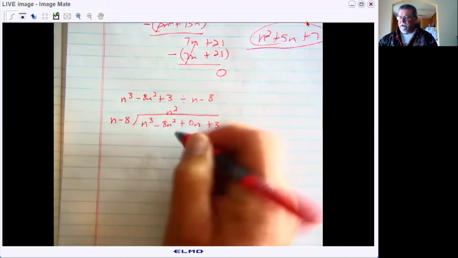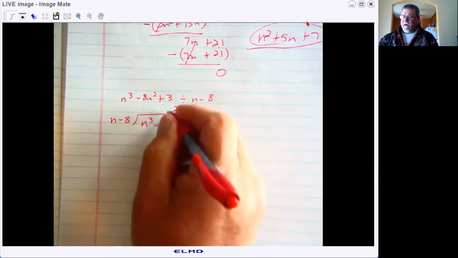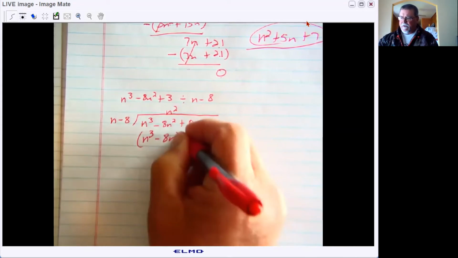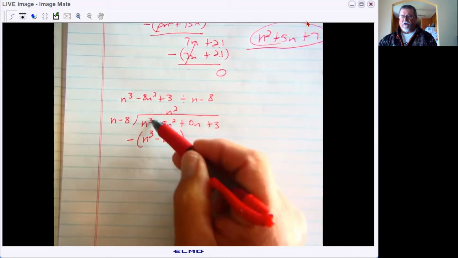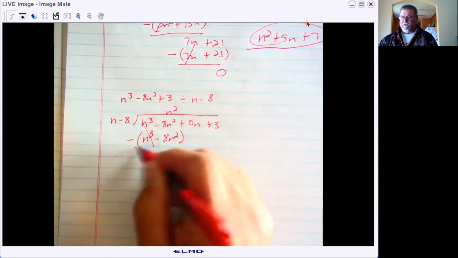N squared times 8 is 8n squared. N squared times n is n cubed. Put those in parentheses. Put that minus sign out front. That makes n cubed minus n cubed, and those are eliminated because they add up to 0.